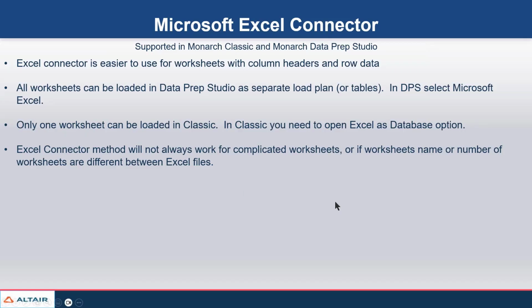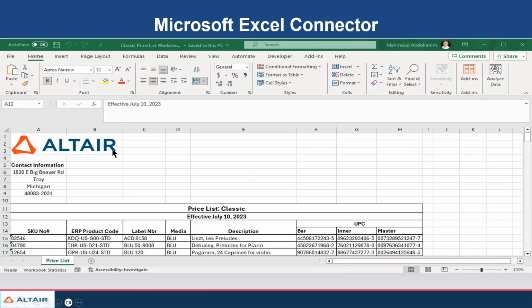If your Excel file is more complicated, and contains logos and descriptions, then you may want to switch to the Excel worksheet design. Such as this example. You can see there is a logo here, there is some text here, and there are some headers here. In this case, using Microsoft Excel is not a good choice. You're better off using Excel as worksheet design in Data Prep Studio, and that's only available in Data Prep Studio, not Monarch Classic.